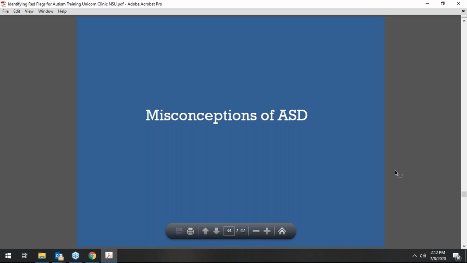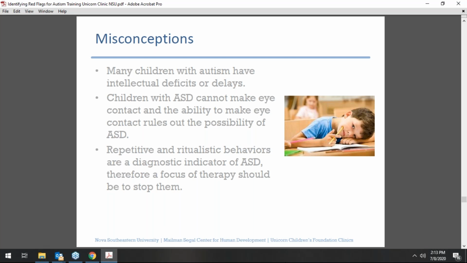All right. So in terms of misconceptions of ASD, you can go on to the next slide. One of the common misconceptions is that many children with autism have intellectual deficits or delays. In fact, this is not true. A lot of children on the spectrum are of average intelligence for the most part or above average. So it's important to note that just because a child has autism doesn't mean that they're going to end up with an intellectual deficit or delay.